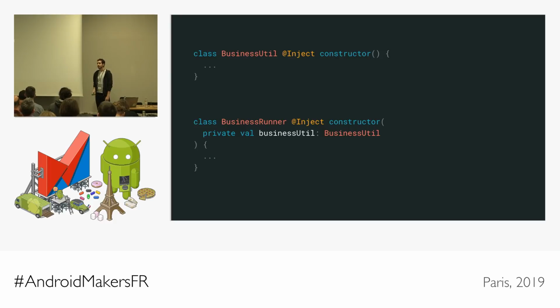So let's say at some point I decide that I want my business runner to be just a single instance across my application. So I can just annotate it with singleton, and that's it. Now whenever I ask Dagger for an instance, I'm going to get the same one every time.